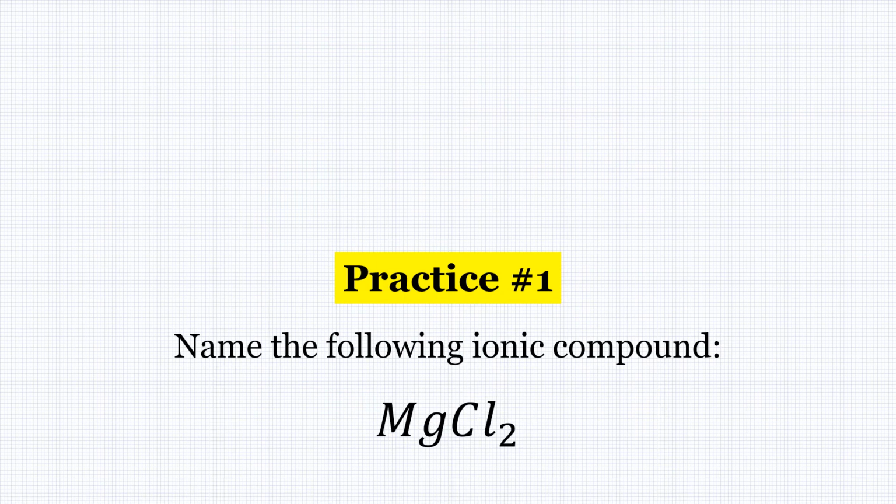So let's look at this example. We have Mg and Cl2. So we have magnesium. Our first step is to just write out the cation. And the anion is chlorine, but we're going to replace the ending with IDE. So this is going to become chloride. And even though we have a 2 here, that doesn't change anything. It's still chloride.